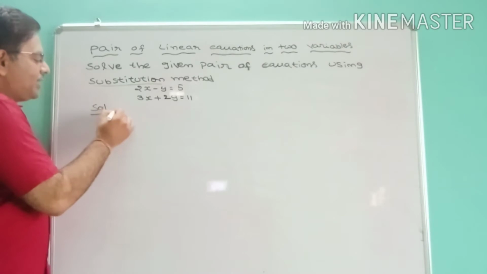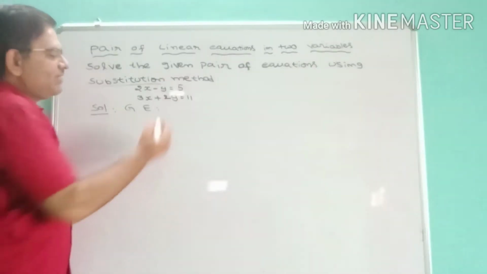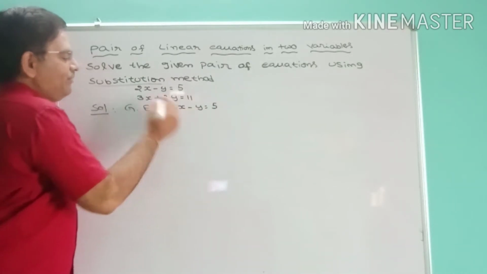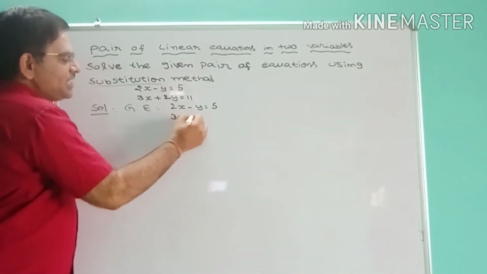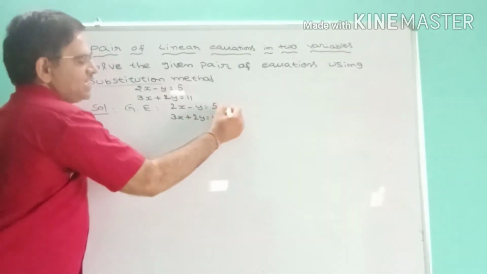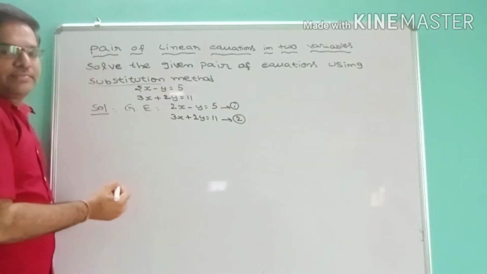Solution. How to take them? First, take the given equations. What are the given equations? 2x minus y equal to 5. Another equation, 3x plus 2y equal to 11. Take this as equation 1 and this as equation 2.